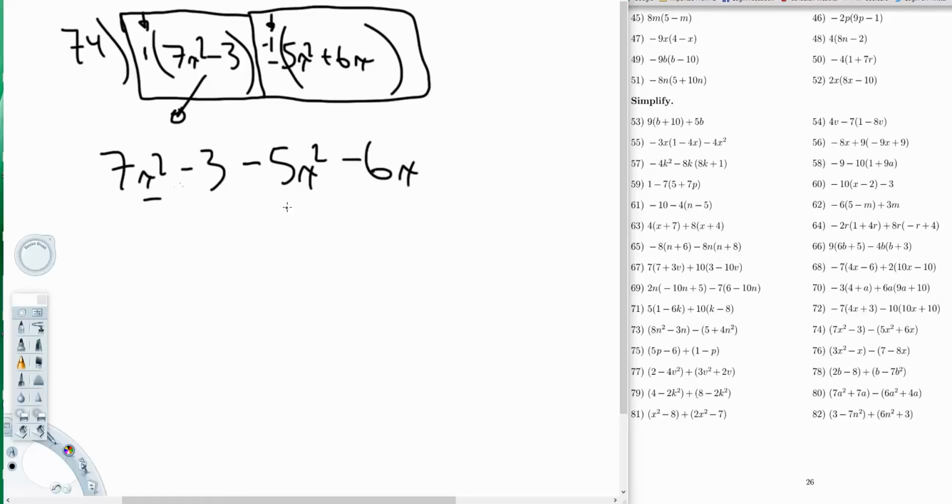Any like terms here? Yes, I think I see x squares here. So 7x squared minus 5x squared is 2x squared, minus 6x, minus 3. Is that the answer? Okay, good. Yeah, that's a good answer.